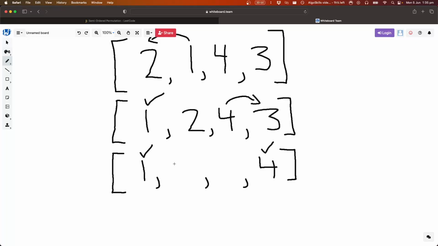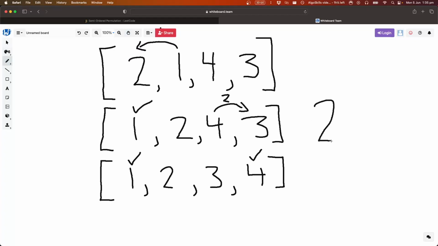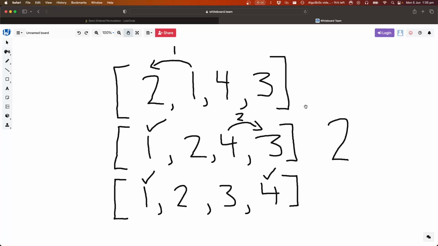Okay? And so how many swaps occurred here? We have 1, then we have 2. So we only have 2 total swaps, right? So that's how it's going to work. And of course, we could write the code to literally go through and do exactly what we just did, swapping them around until we get to the right positions. That's not ideal. We can definitely do it in a much quicker way.